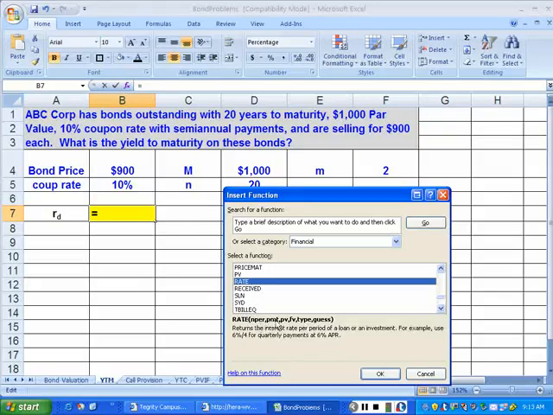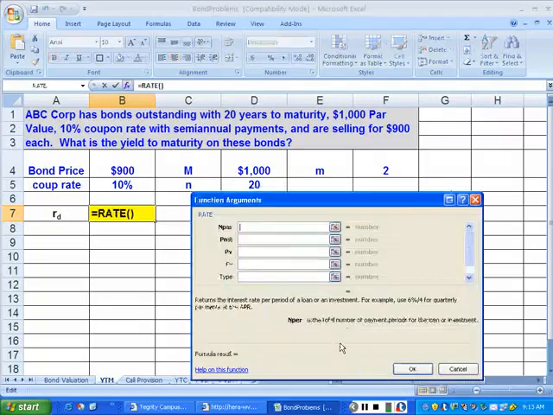Arguments: how many periods, what are the payments we're making each period, what's the current price, what's the lump sum you receive at the end, is there anything that's involved here in terms of annuity due? If not, if it's an ordinary annuity, we can leave that alone. And guess is something that we won't need to use either.